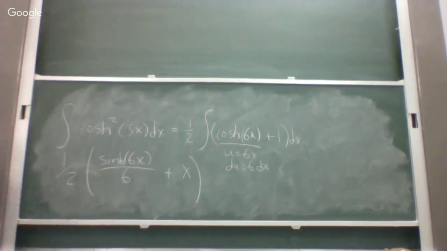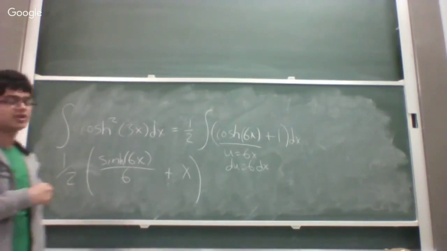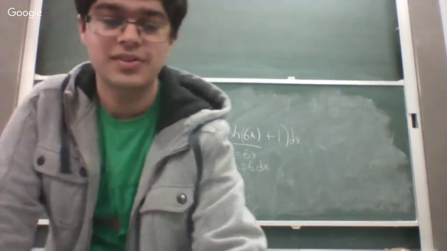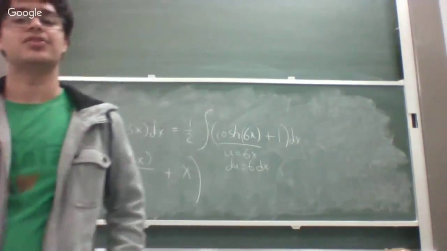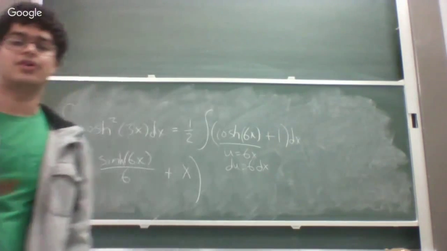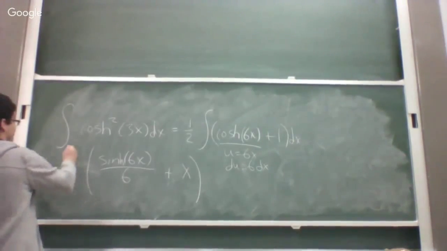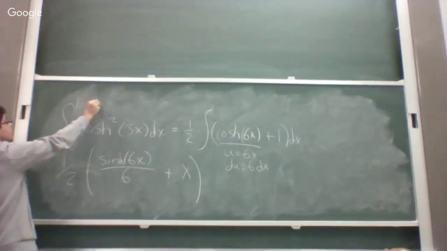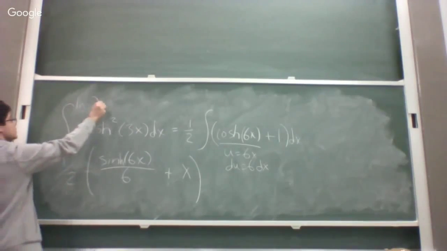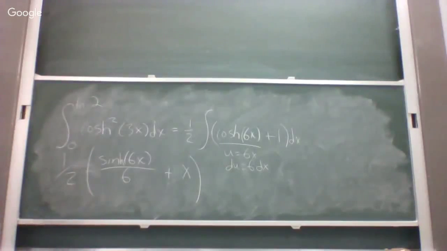Good? Now let's make this an even harder problem. What did I forget? Plus c. I was going to add limitations. So say we're going from 0 to natural log of 2. Now what would we do?